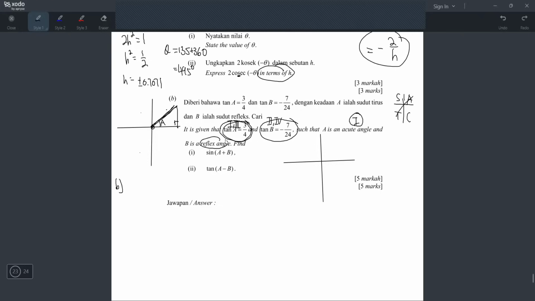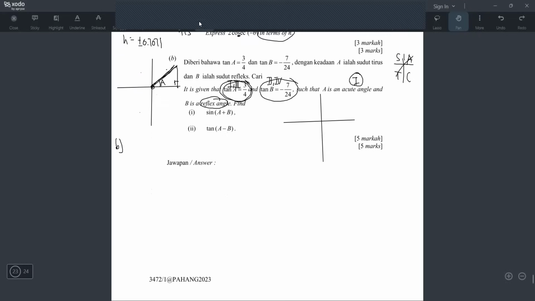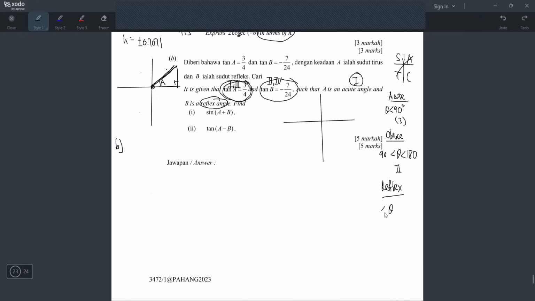Okay, B they say is a reflex angle. Hey, do you know what is reflex angle? If I say acute angle, means what? Okay, let's just write here. If I say acute angle, it means your angle is less than 90, and it also means that it's a quadrant 1 angle, right? But if it's an obtuse angle, in Bahasa Melayu is sudut cakah. Obtuse angle means angle in between 90 and 180, then it is quadrant 2. Then what about reflex? Reflex angle is when the angle is more than 180 but less than 360, and the angle can be quadrant 3 or quadrant 4.